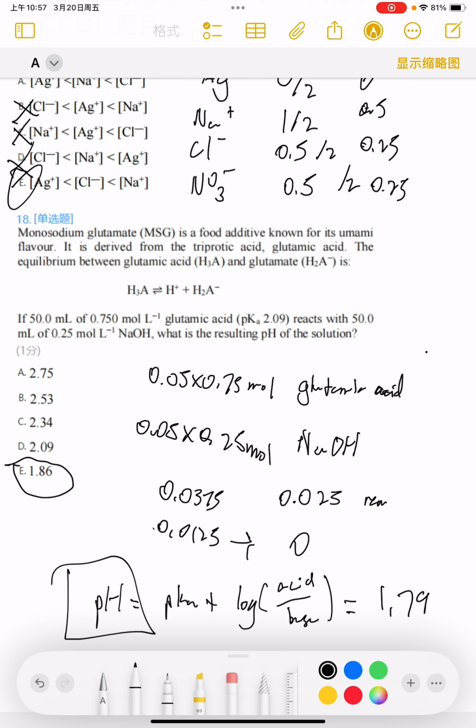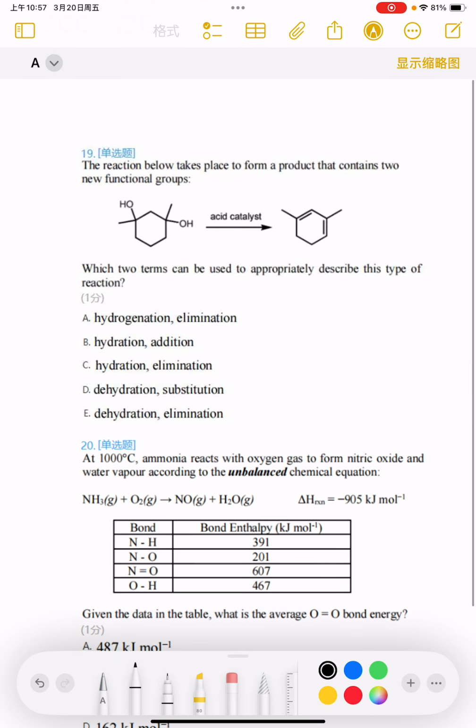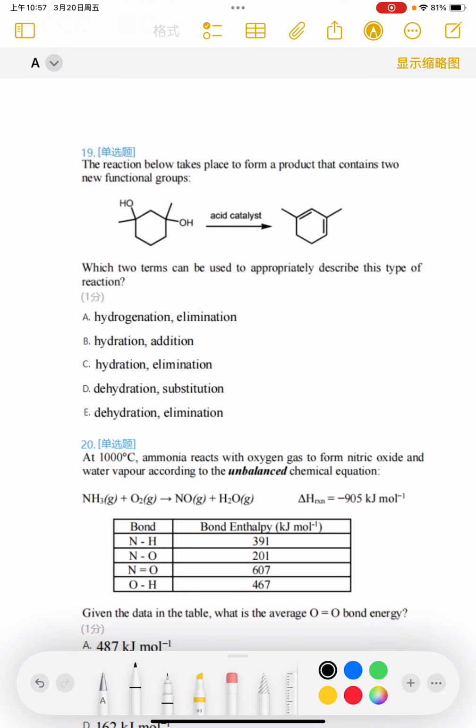Okay, now let me see. Question number 19. Over here, they told us that it changed from an acid, it formed a product, and has a new functional group. So what type of reaction is this? We can see that the original water has changed into this bond. So this would be a dehydration. And the difference between substitution and elimination is that it eliminates the H2O, so this would be an elimination.